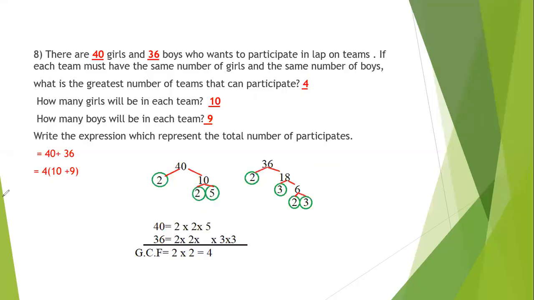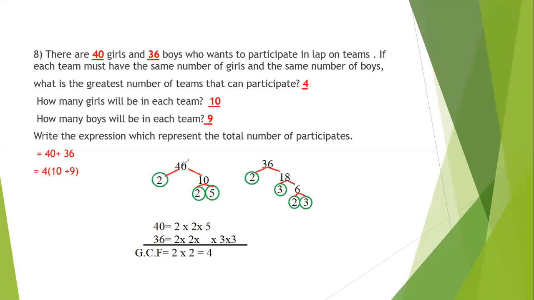Example number 8. There are 40 girls and 36 boys who want to participate in a lab on teams. If each team must have the same number of girls and the same number of boys, what is the greatest number of teams that can participate, and how many girls in each team, how many boys in each team? Write an expression which represents the total number of participants.